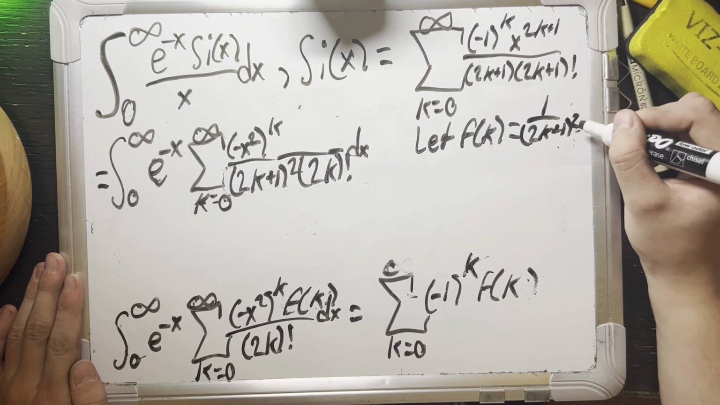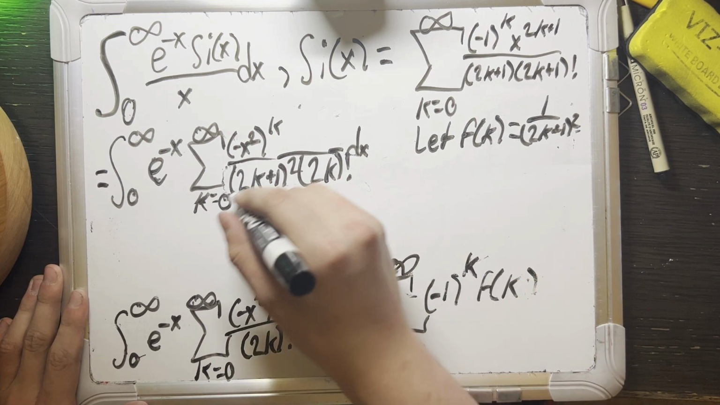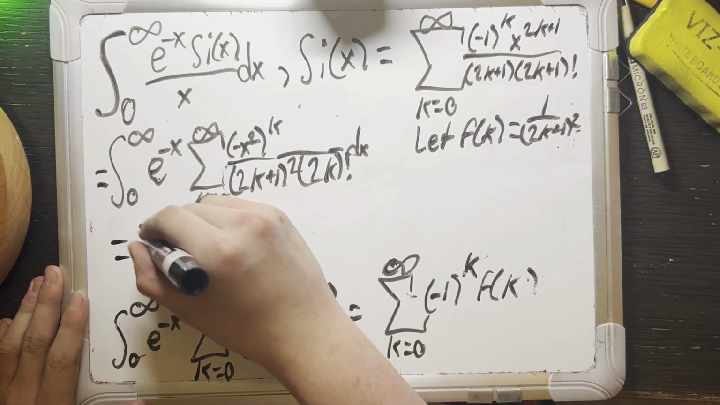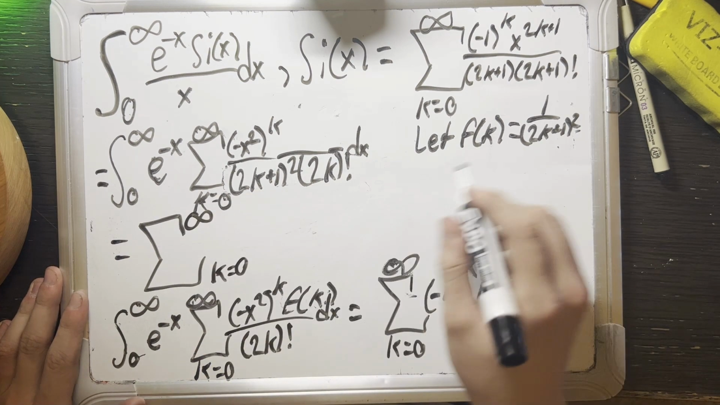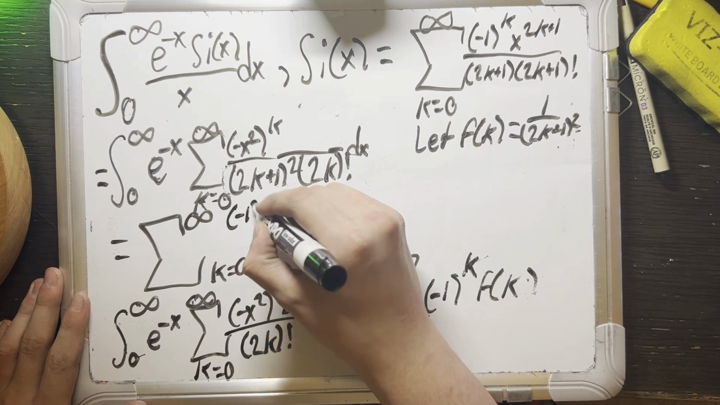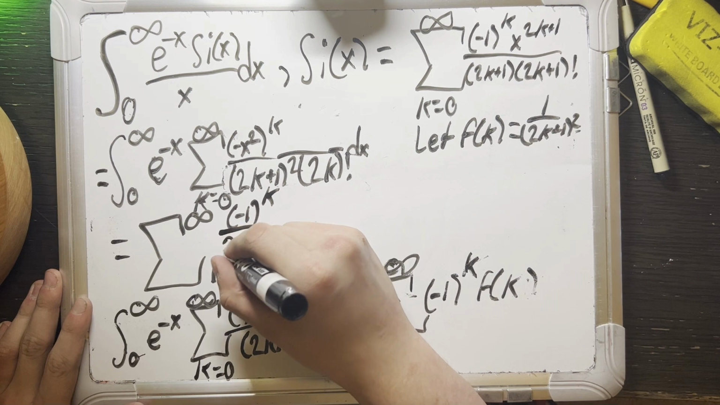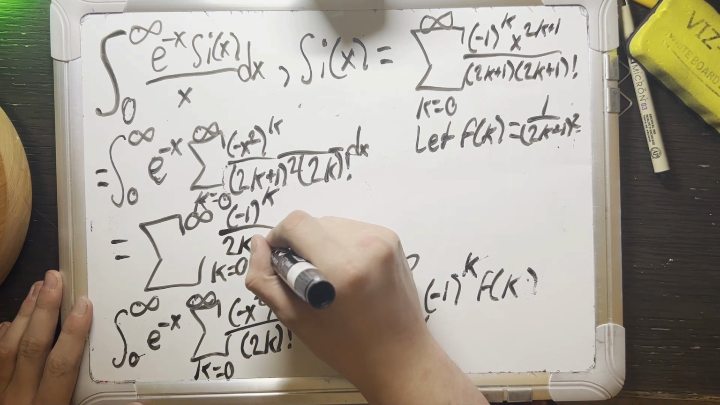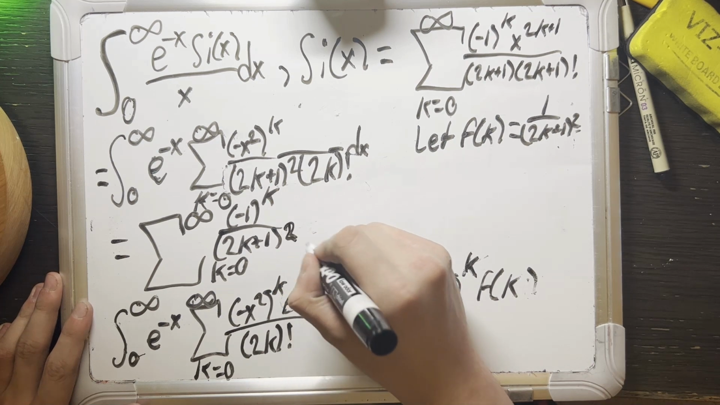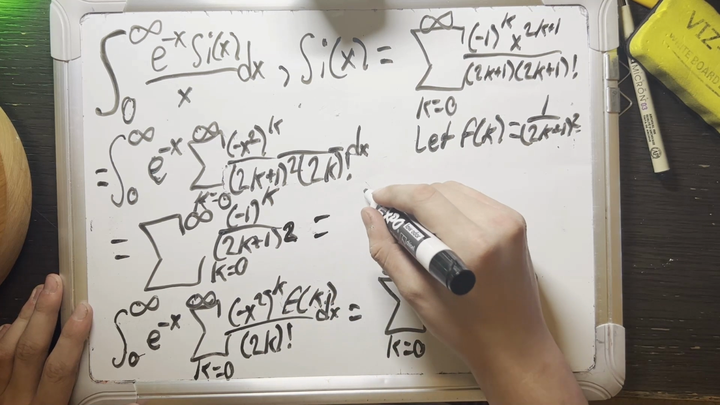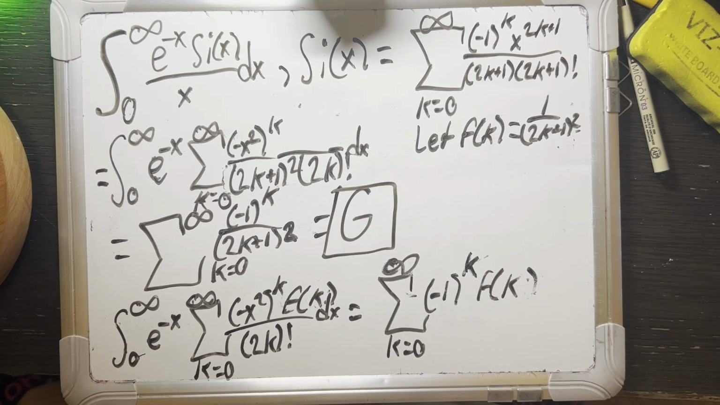Right? And so then you get this integral right here is actually equal to the sum, k equals 0 to infinity. You're going to have minus 1 to the k, alternating, and divide by 2k plus 1, not factorial, sorry, 2k plus 1 squared. So this is famously equal to G, Catalan's constant, which is very nice.